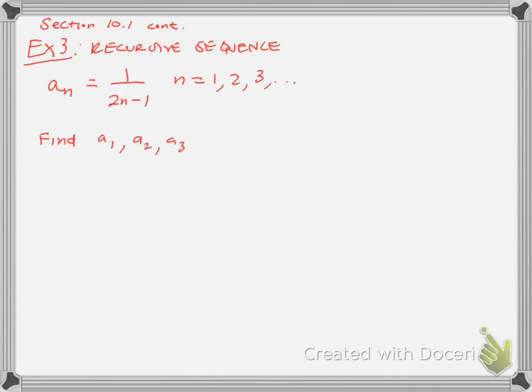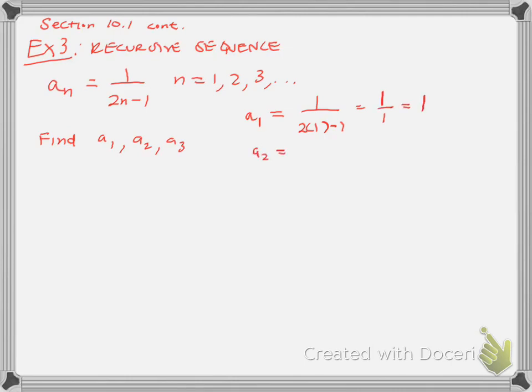Now, before I state what exactly a recursive sequence is, let's first look at this sequence here. So a sub n equals 1 over 2 times n minus 1 for n equals 1, 2, 3. Let's find a sub 1, a sub 2, and a sub 3. Well, a sub 1 is just going to be 1 over 2 times 1 minus 1. Almost reminds us of a function, correct? Hopefully you see that. So that's 1 over 1, so that's just 1.